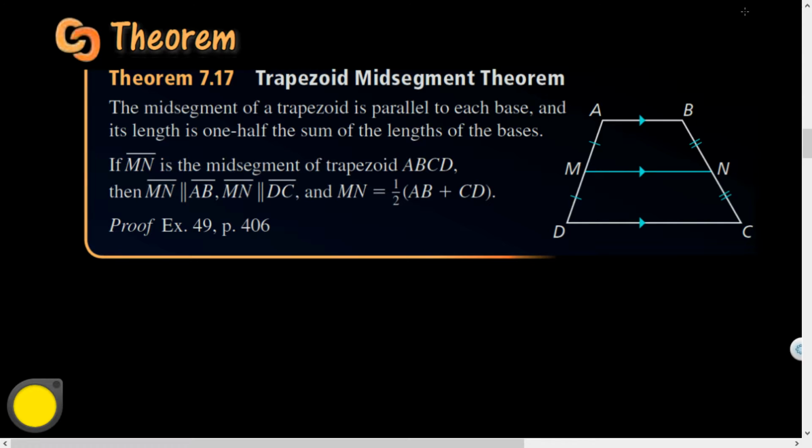For a trapezoid, it says the mid-segment of a trapezoid is parallel to each base. All right, so a mid-segment is going to connect the midpoint of the two legs. And it's going to be parallel to each base, and its length is 1/2 the sum of the lengths of the bases. Let's just call that the average. Right? Add them up, divide by 2. That's just called an average. Yeah, so that's pretty cool.